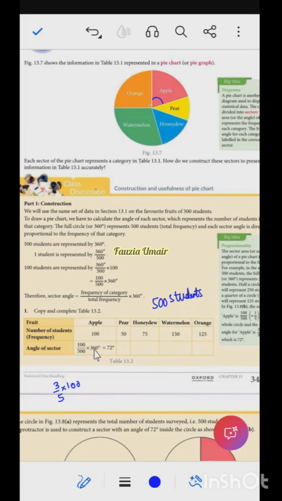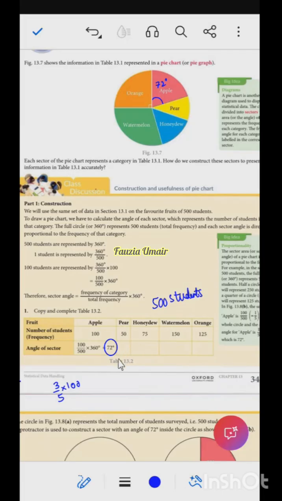And how much is the angle in one circle? 360. 360 is the total angle, right? So that's why we are multiplying this fraction with 360 degrees. So it's 100 out of 500 multiplied by 360 and the answer is 72 degrees. What does that mean? That means this angle, the apple sector's angle, is 72 degrees. Now they're asking you to complete the rest of the table. So 50 students liked pear.